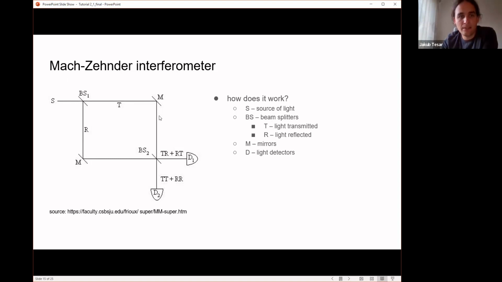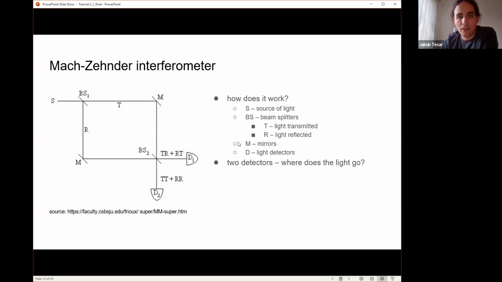And in this second beam splitter, somehow the two light beams combine back. So we have this beam going from the up to the beam splitter, part of it reflecting, part of it going down. Here is a possibility that the light goes through and also is reflected.